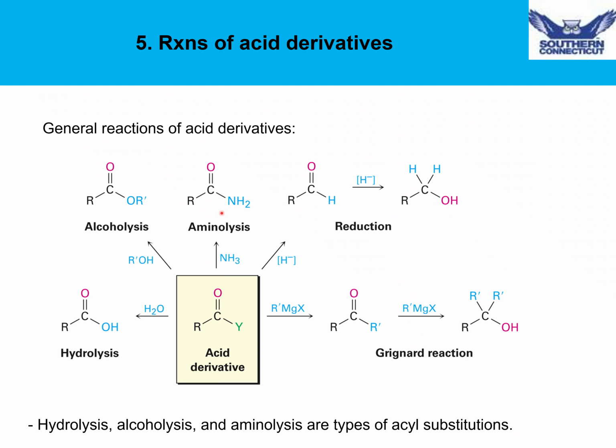We'll also look at reactions with nucleophiles such as a Grignard, which will convert an acid derivative generally into a ketone initially, and then into a tertiary alcohol after the reaction occurs again. Acid derivatives can also react with hydrides to be converted into aldehydes, which generally will be reduced further into an alcohol.